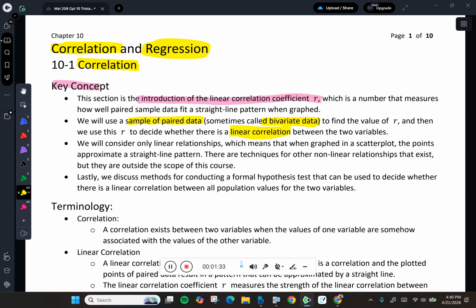Okay. Now, in this section, we're only going to be talking about linear relationships. So when we graph them, we're looking for something that will approximate a straight line pattern. There are techniques, there are ways to do non-linear relationships, but they're outside the scope of this course. We're not going to work on them here. Okay. And then the last thing we're going to do is talk about how a formal hypothesis test can be used to determine whether that linear correlation exists for population values between the two variables.